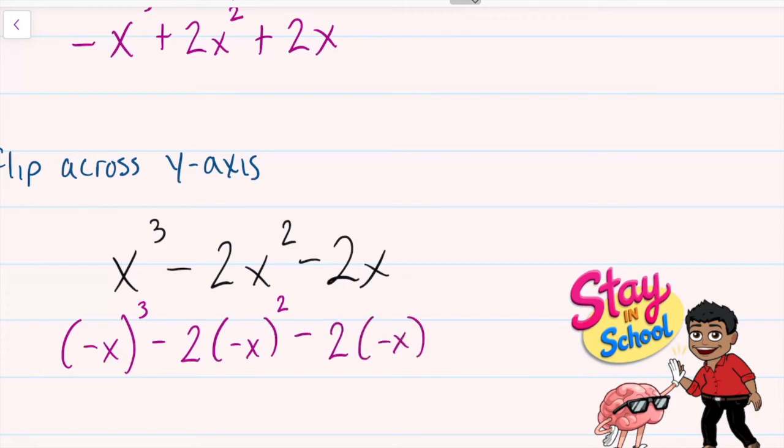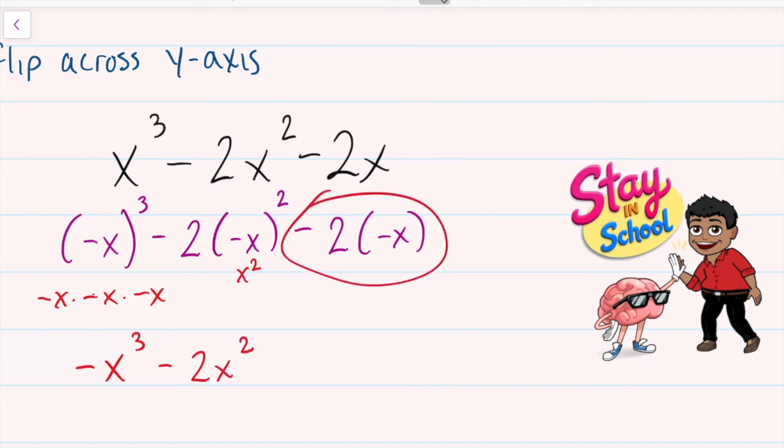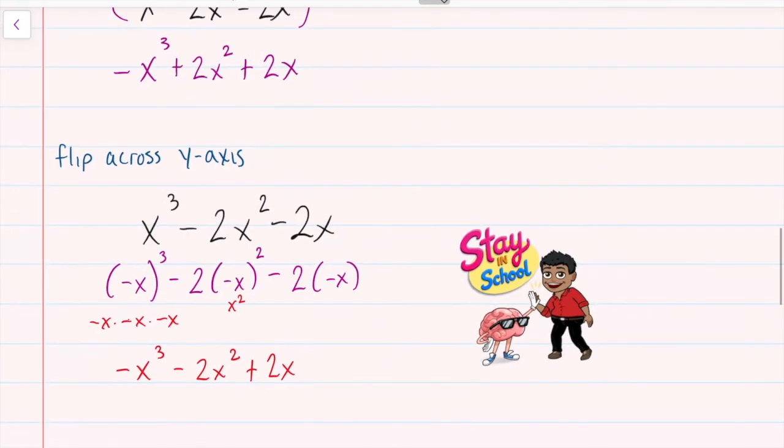And it's going to be a little different, guys. Look at this. Well, negative x cubed, isn't that negative x times negative x times negative x? So what's a negative times a negative? That's a positive. Times another negative, that would make it negative x cubed. Now, negative x squared, what's a negative x times a negative x? Positive x squared times a -2, that's a minus 2x squared. And finally, what's a -2 times a negative x? That's a positive 2x.